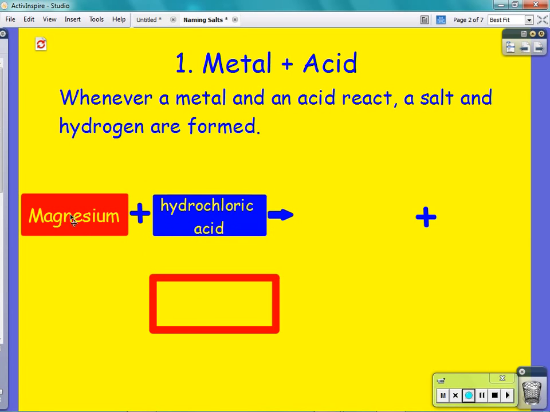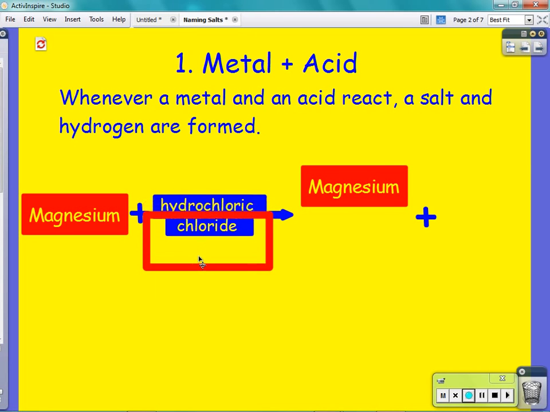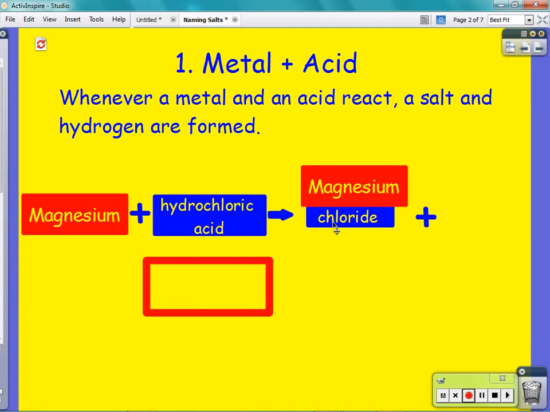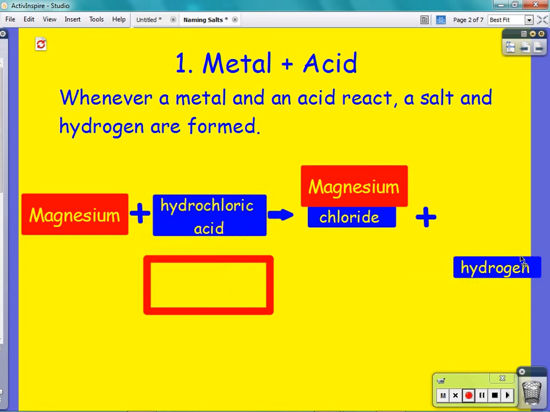So what you do is you take the name of the metal, which is magnesium, and because it's a hydrochloric acid, you take the chloride part. So your salt is called magnesium chloride. This leaves you with hydrogen remaining. So that is your byproduct. That is why whenever you put a metal into an acid, you see gas given off. That gas is hydrogen.